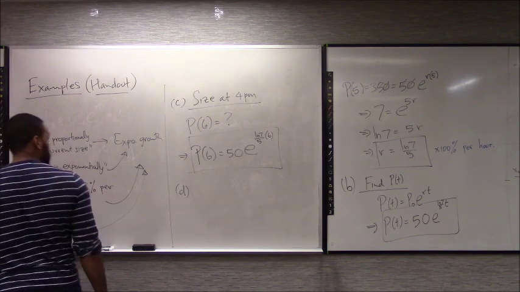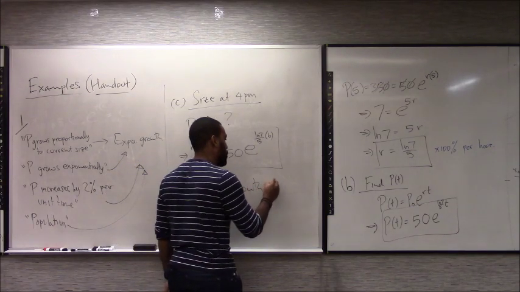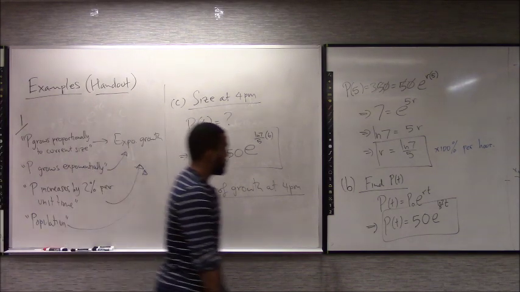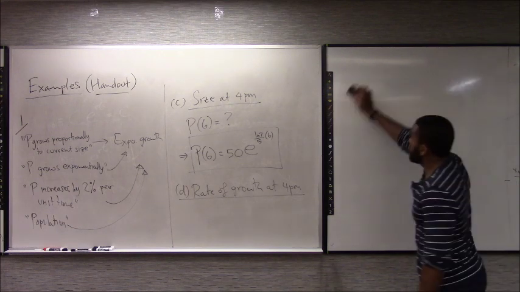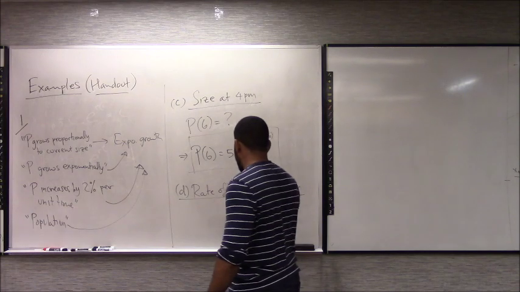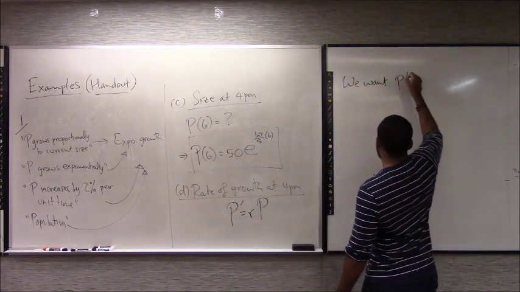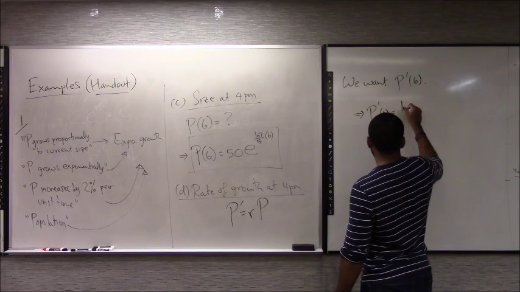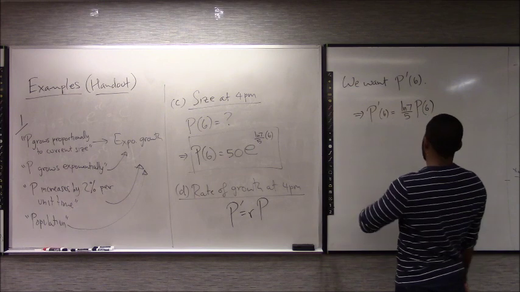What is the rate of growth at 4 p.m.? P prime of 6 is actually equal to R, which was ln of 7 over 5, times P of 6, which is going to be... back up.